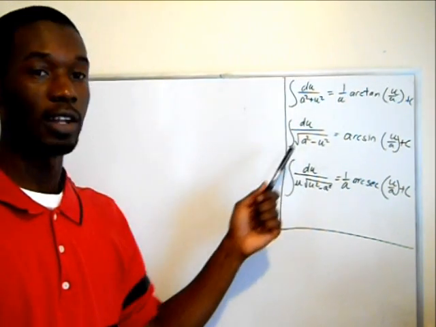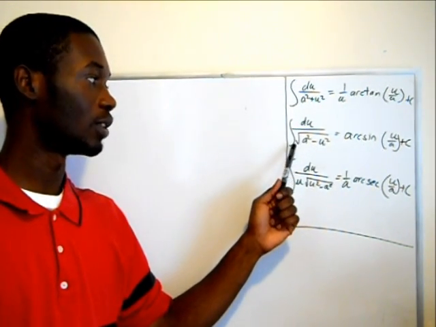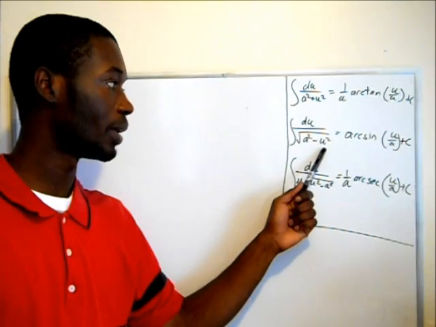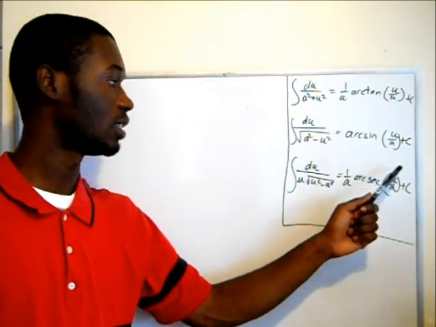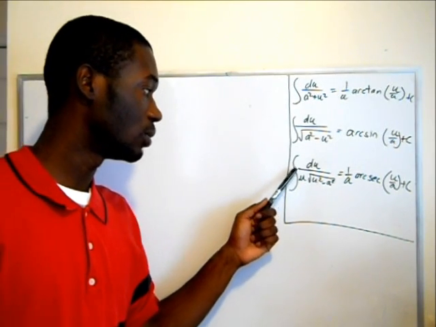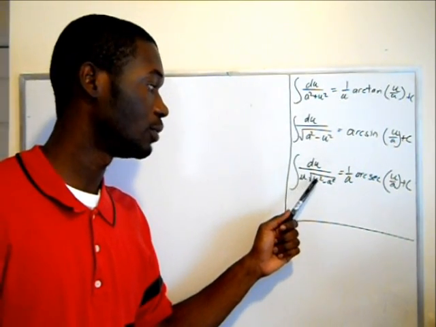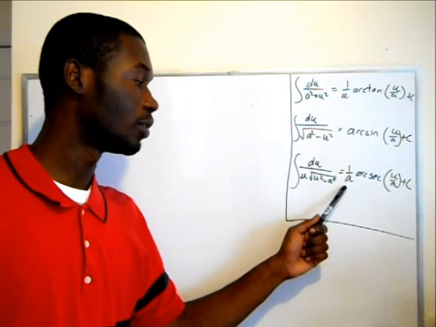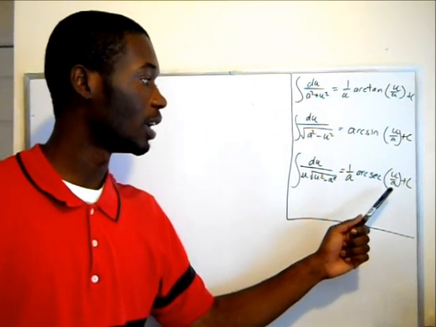Now this one says for arcsine, the integral of du over the square root of a squared minus u squared equals arcsine u over a plus c. Now this final one for arcsecant says that the integral of du over u times square root of u squared minus a squared equals 1 over a arcsecant u over a plus c.